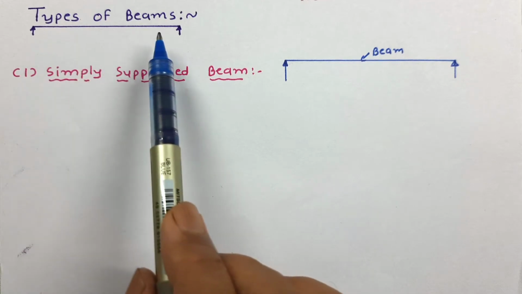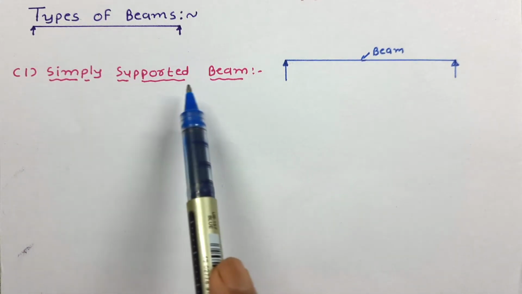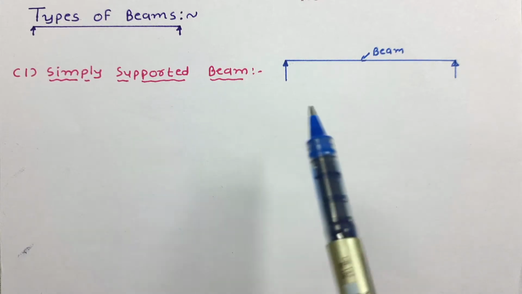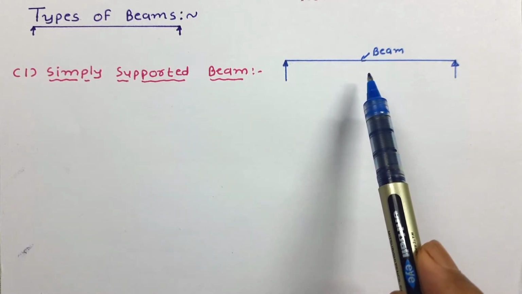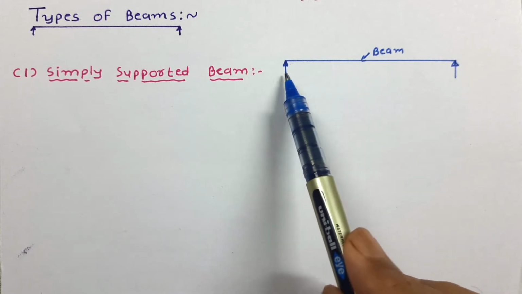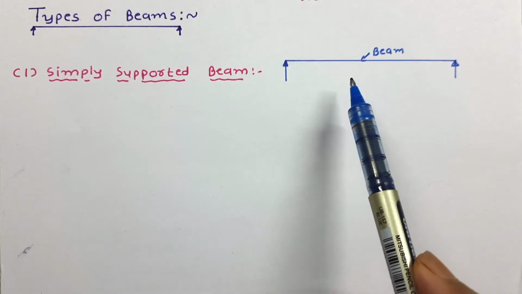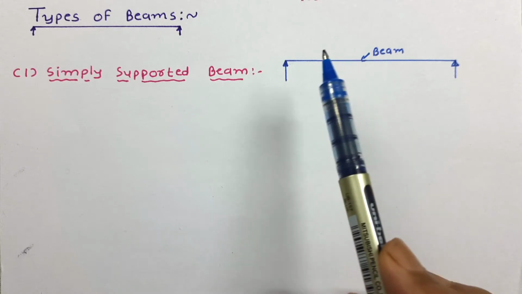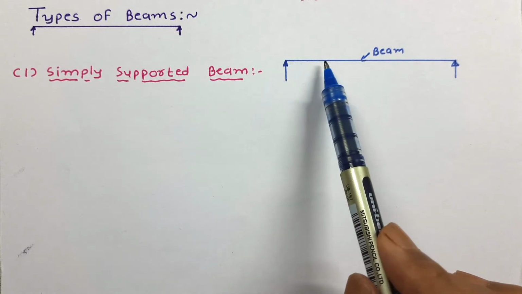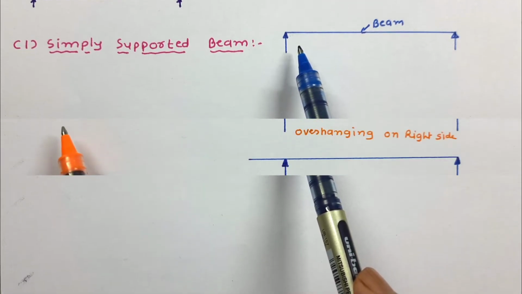So let us start with types of beams. The very first one is simply supported beam. In the figure we can see a simply supported beam. In this type of beam, a beam is just rested over the two supports. This is not the stable type of beam because there is no connection between the beam and support. It is easy to analyze such beams.